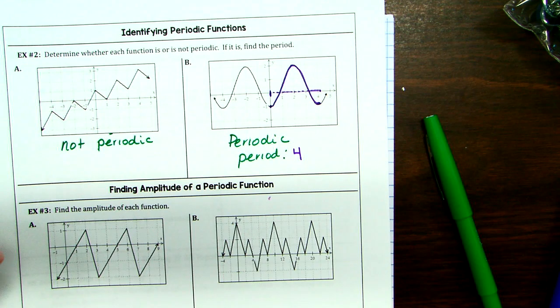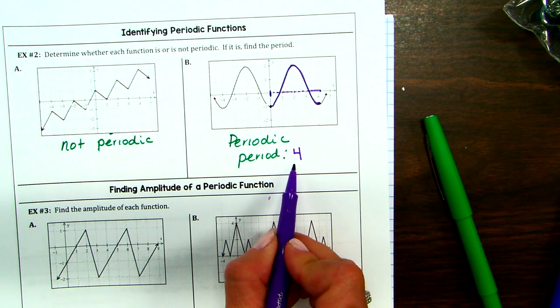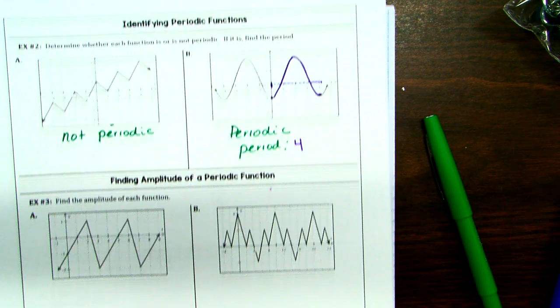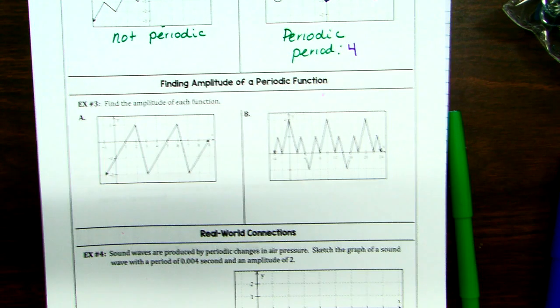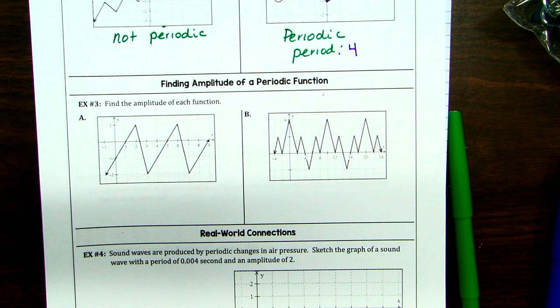How many units of the X-axis did we use to complete one cycle? 4. Doing okay? All right, here's where we get to use our formula. Find the amplitude of each function.